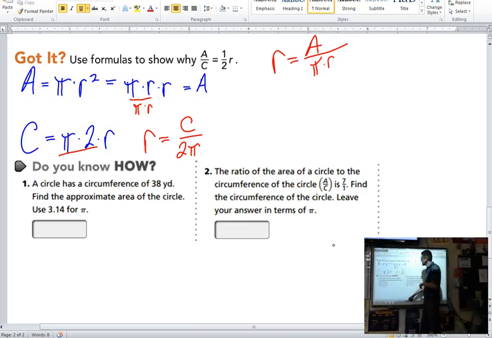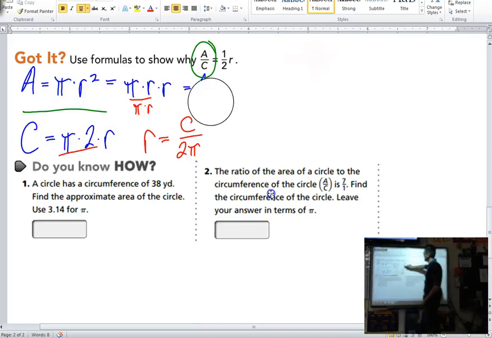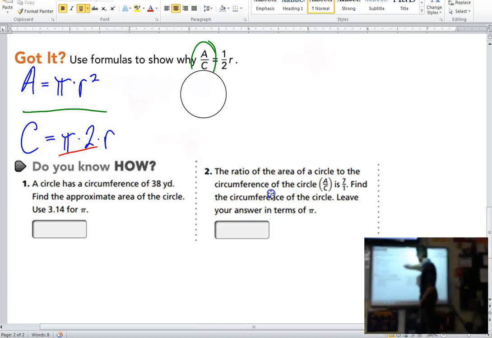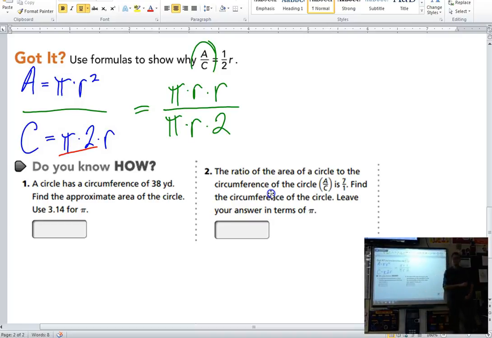What if I actually just do this? What if I just put them over top of each other? If I put area over top of circumference, so let's stop all this nonsense over here. I mean, it's fun to look at and play with. But if I just do this, then what I really have, if I clean this up, is pi times radius squared over pi times radius times 2. That's just area divided by circumference.